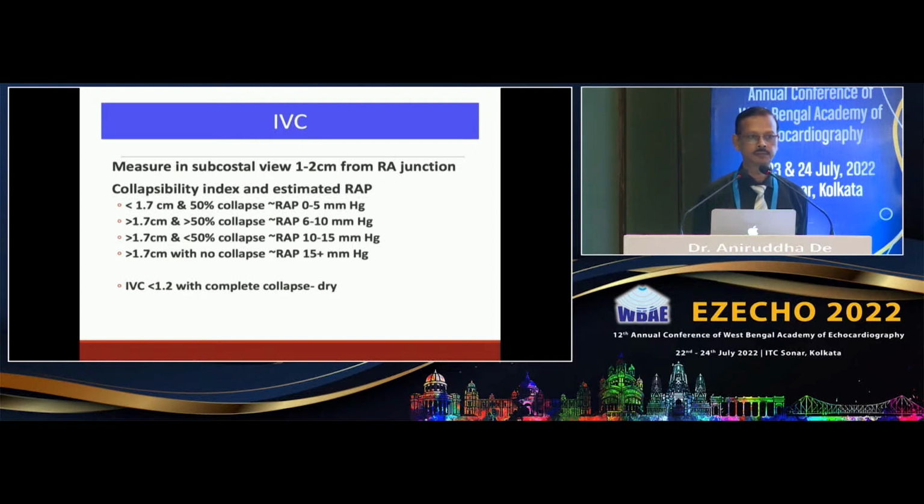Too difficult to acquire. We don't do it because there is a lot of variability. But if the patient is getting ready, another important area is the IVC.